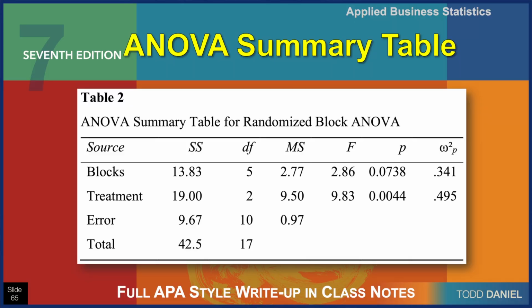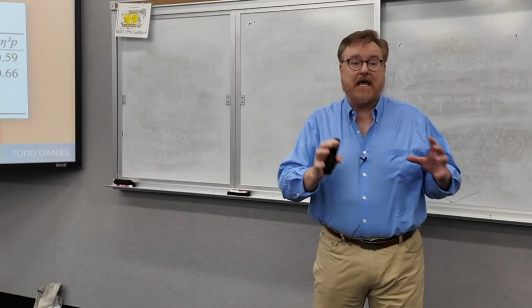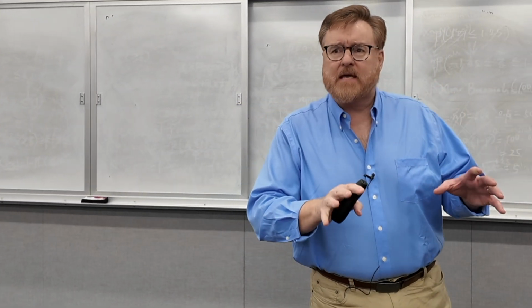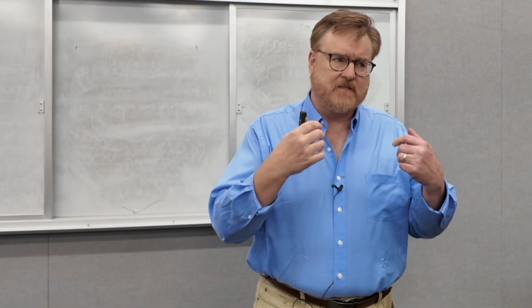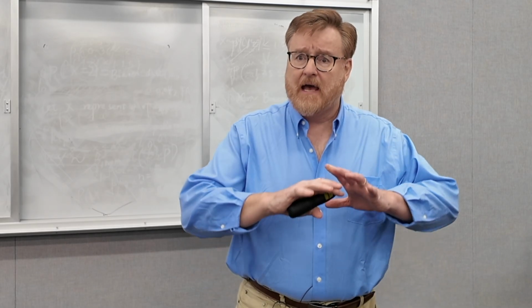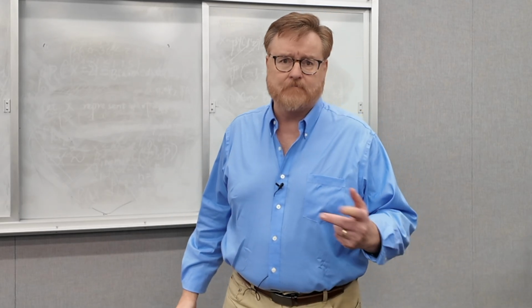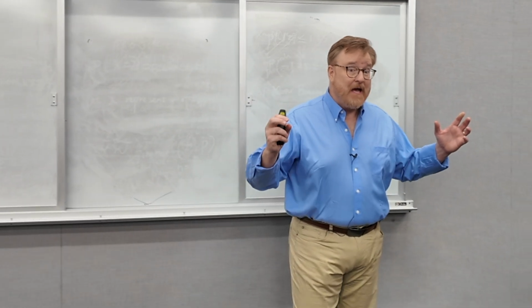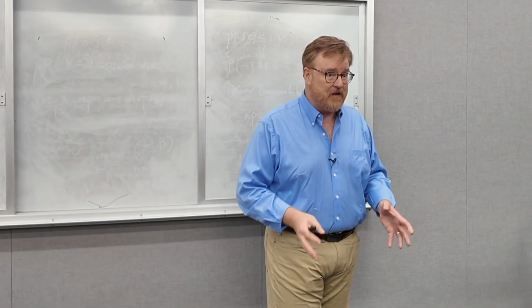We can write this up in APA style. Here's what our ANOVA summary table would look like. I'm going to change the title for the source to be blocks and treatment. We'll leave error as its own terminology. And if you want to see the full APA write-up, that will be in your course notes. You can see exactly how I walked through testing assumptions and designing this research and how I would write that up in APA style. And that, my friends, is how you do a randomized block ANOVA.